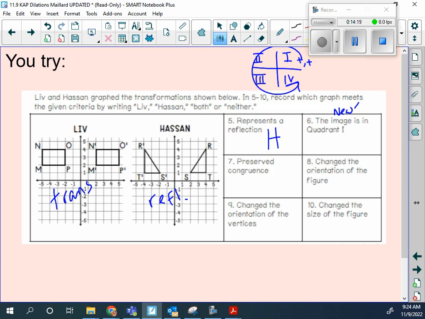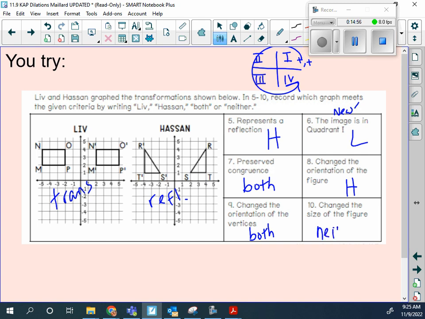Okay, so which one has the image in quadrant 1? Eve. Preserve congruence. Both. Change the orientation of the figure. What do we think? Yeah. The other one didn't stay the same. Change the orientation of the vertices. I would say both. Oh, orientation. Well, I still would say both. What would you say? I think it's both. Change the size of the figure.